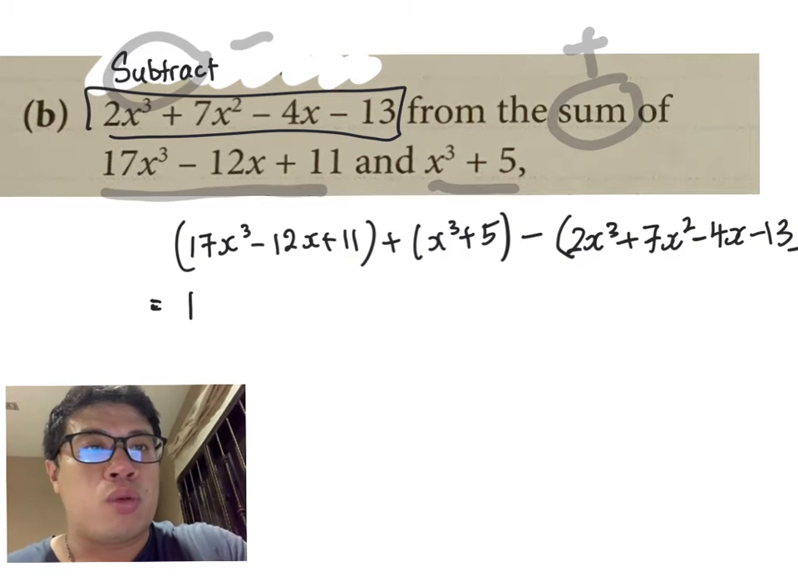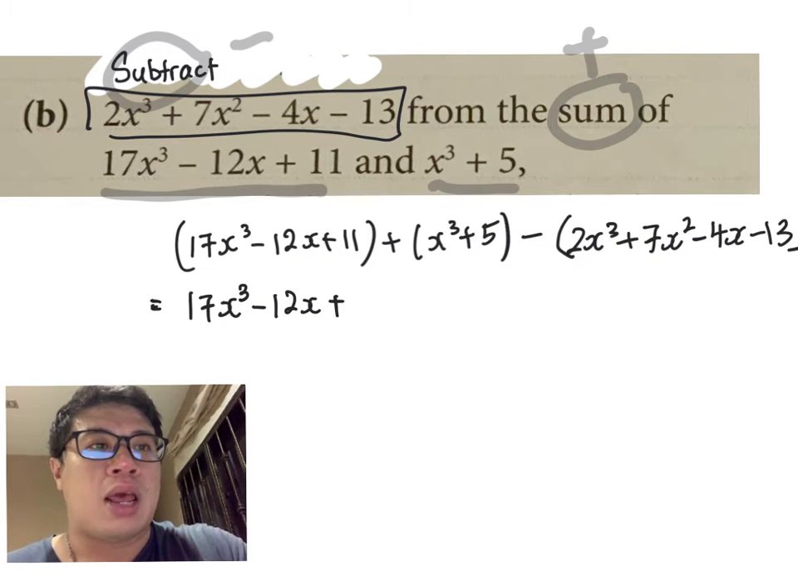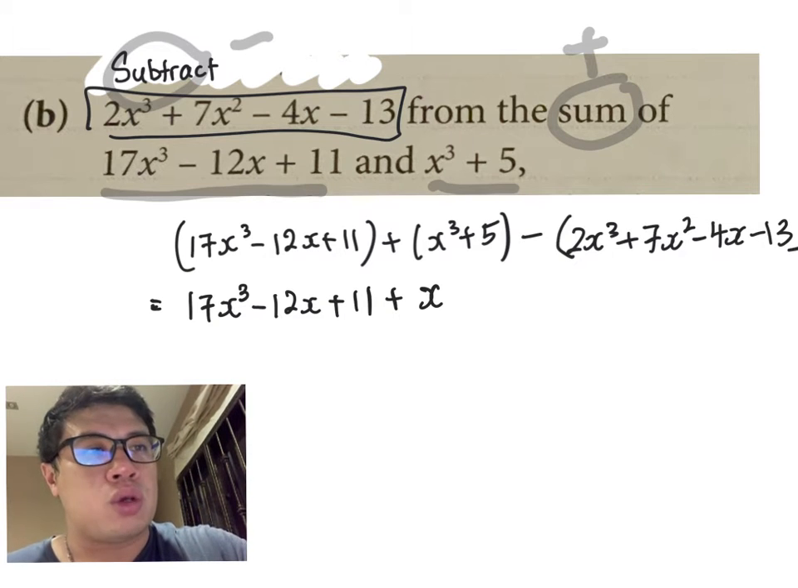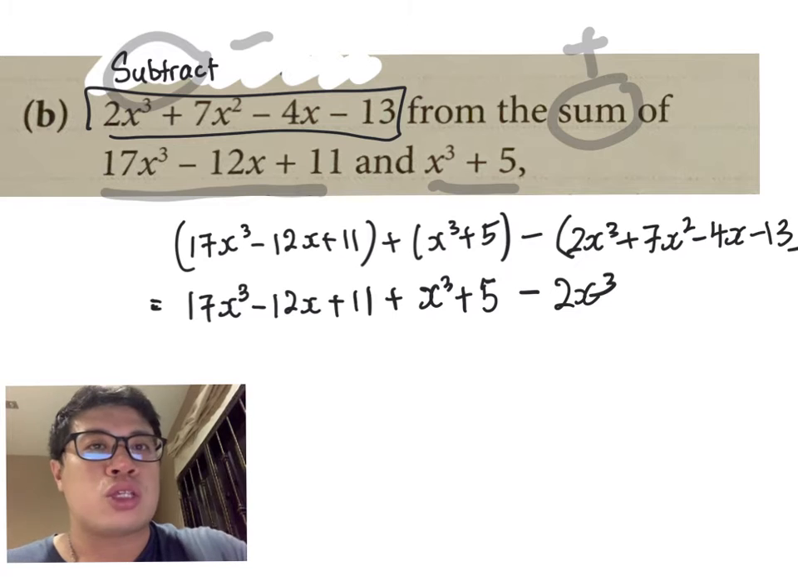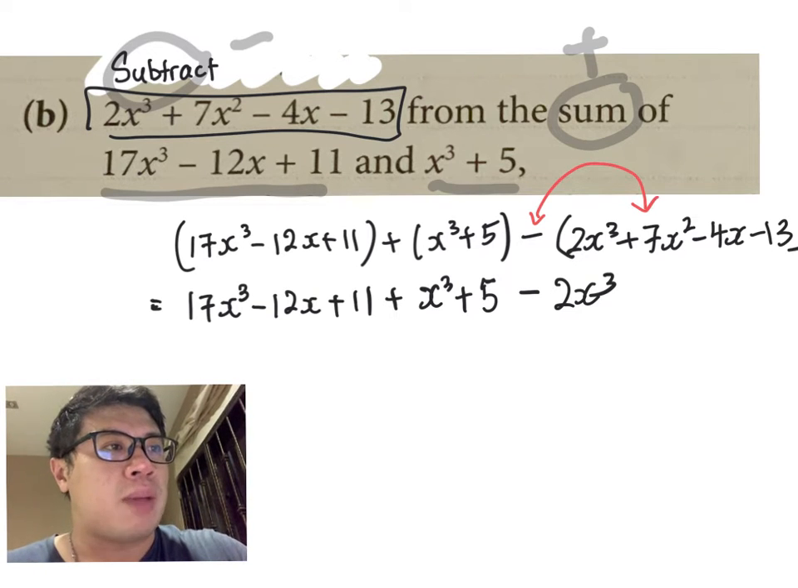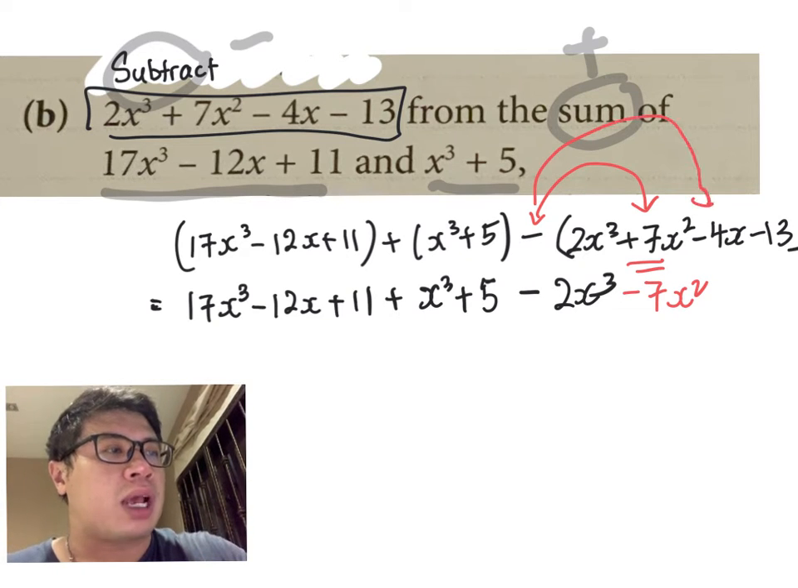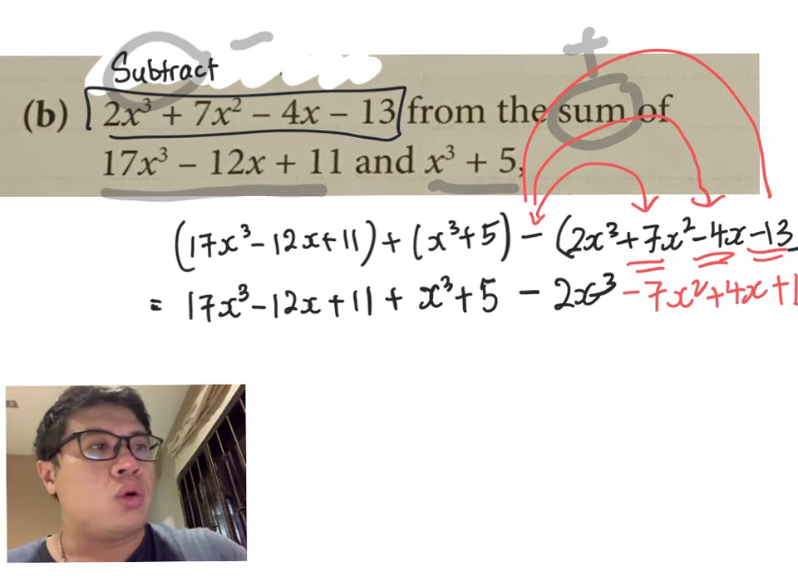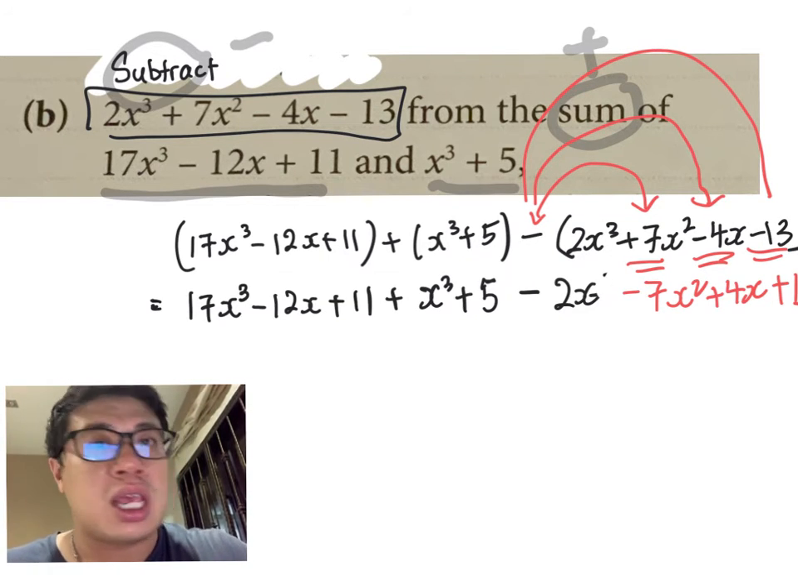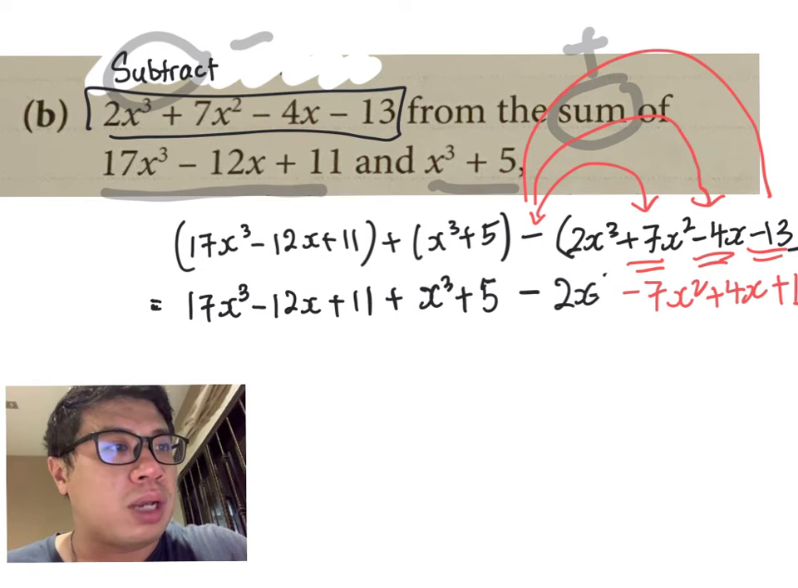Once we remove the brackets one by one, 17x cubed minus 12x plus 11 plus x cubed plus 5, minus 2x cubed. If there's a minus sign outside, just treat it as though it's a negative 1. Negative 1 times positive 7x squared is minus 7x squared. Negative 1 times negative 4x is a positive 4x. Negative 1 times negative 13 is a positive 13. Only in this state are you safe to proceed to combine your like terms.